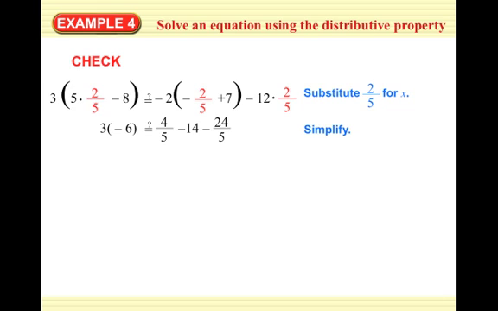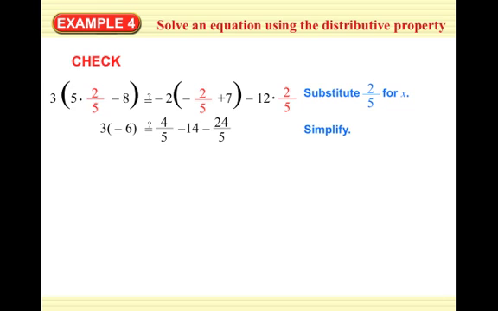All right, here we've got 3 times negative 6. The question is, well, where did the negative 6 come from? Where did the fraction go? Okay, well, let's think through this. 5 times 2/5, the 5's will cancel, and that'll leave us with 2. Minus 8 is negative 6. So that's where we got the 3 times negative 6.